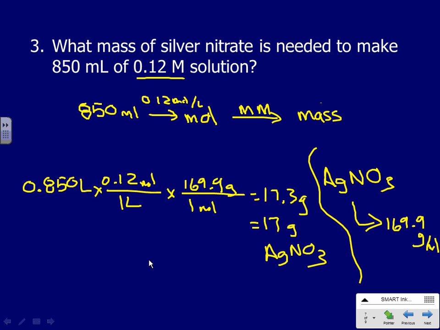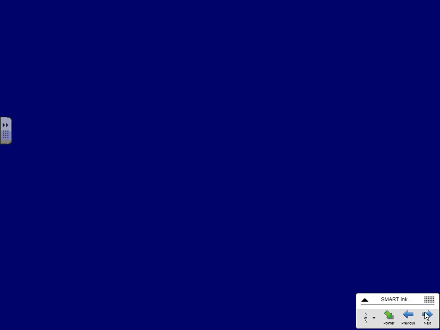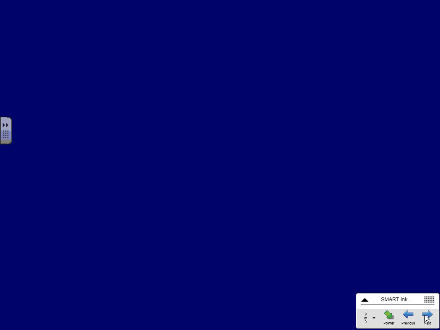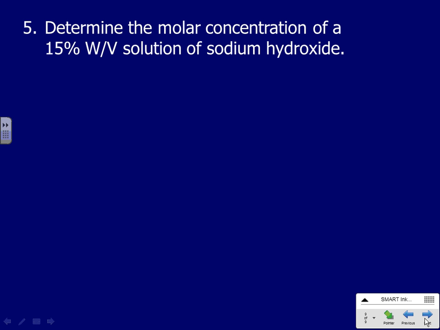Okay, so like I said, we can string them together. The concentration is a conversion factor. I've got one more. Hold on one second. What volume? Yeah, no, that's going to be the same one. I'm going to jump ahead to the last one right there. And this last one kind of links what we did yesterday to what we did today.